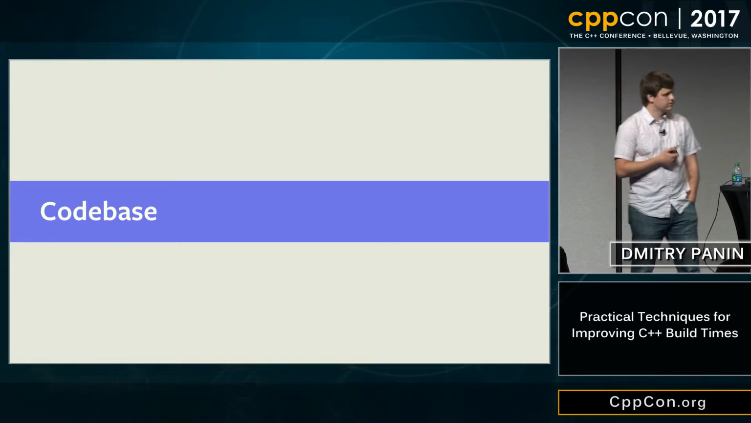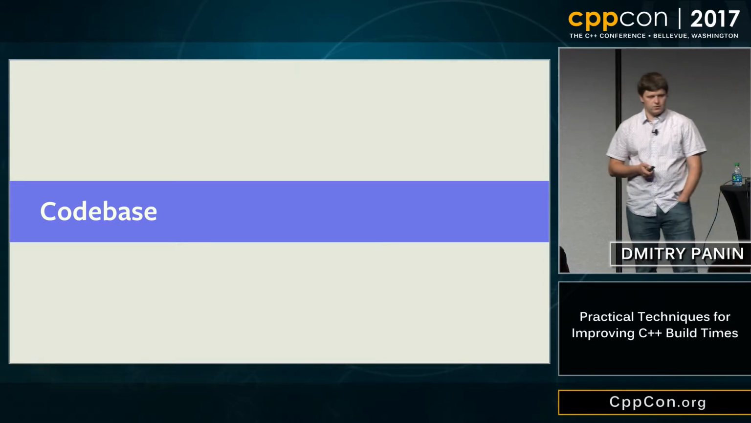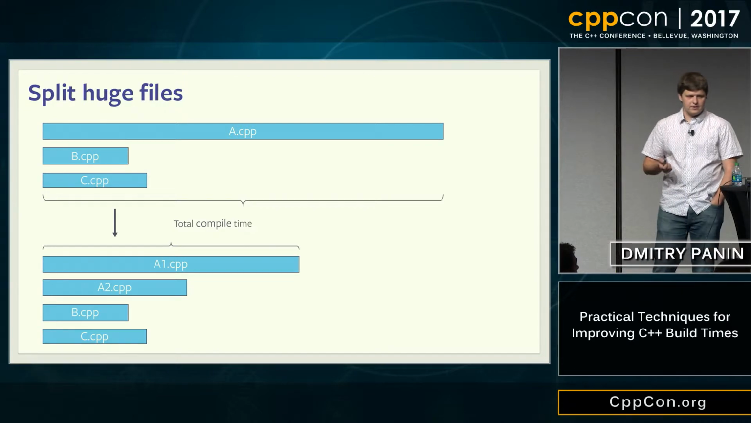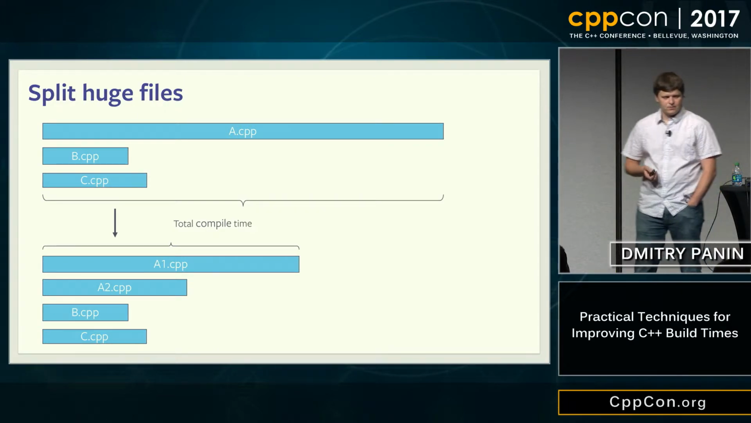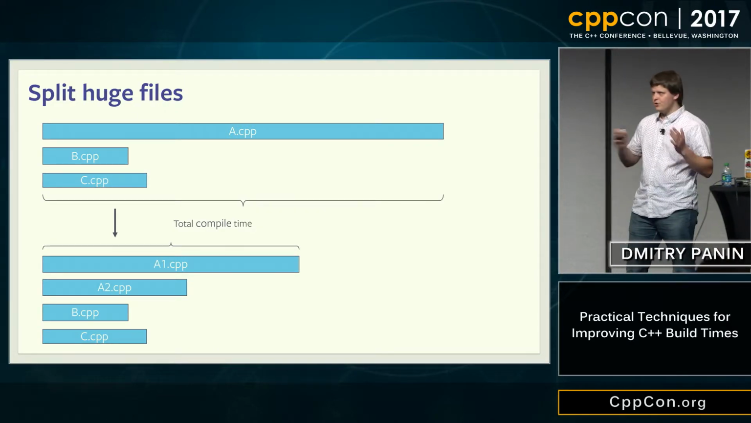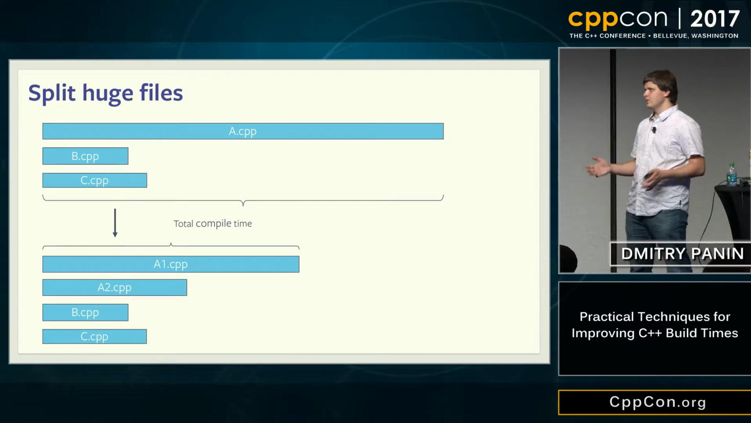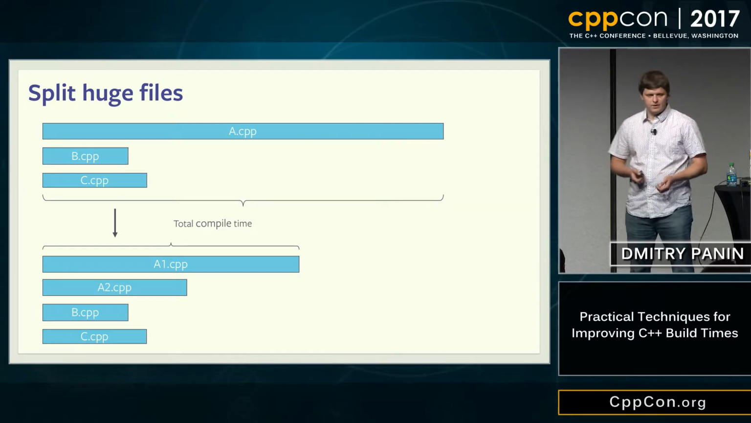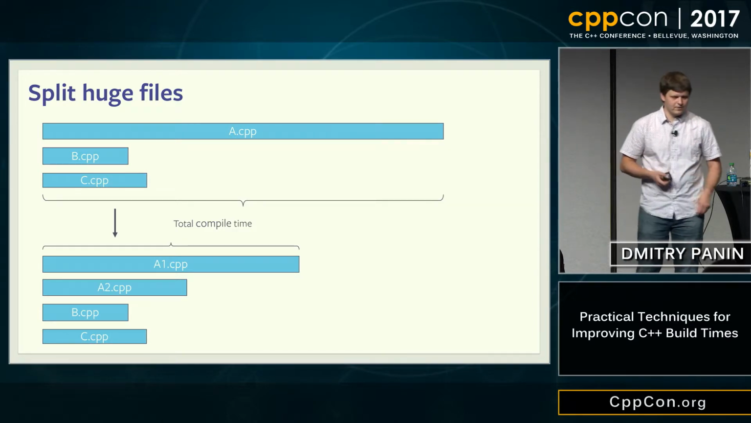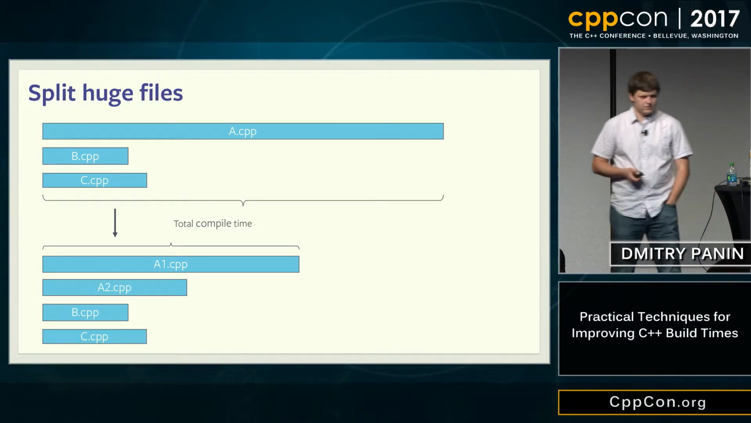Okay, code base. So what can we do with code base? Okay, this one is fairly straightforward, but still worth mentioning. So if you have a large file, you often will wait on this to finish. So what you can do is split it into halves or into more parts and reduce the bottleneck time. Yeah, very straightforward, but still very effective.